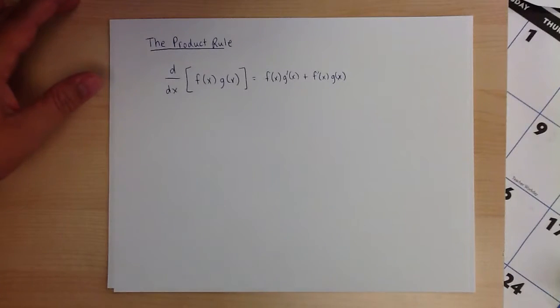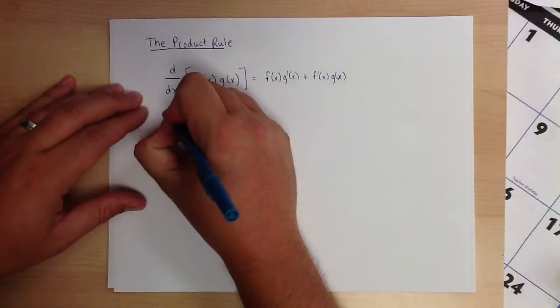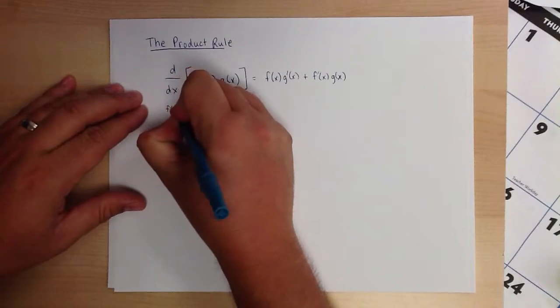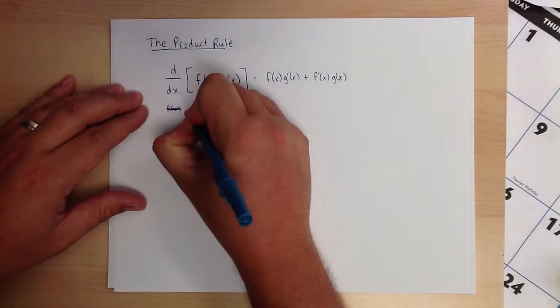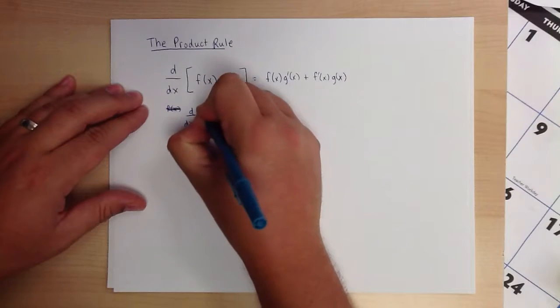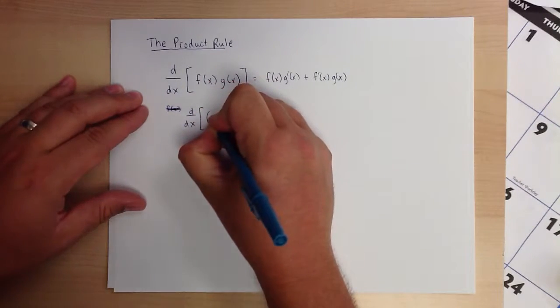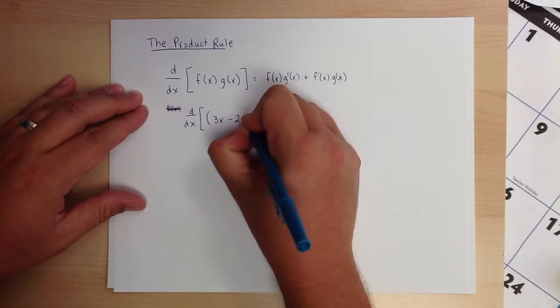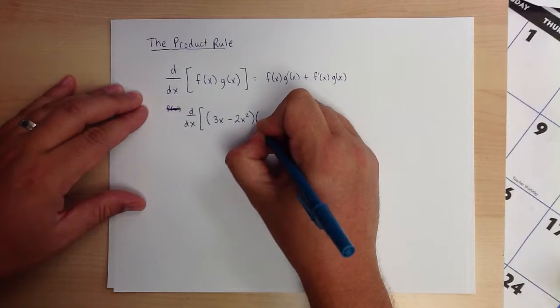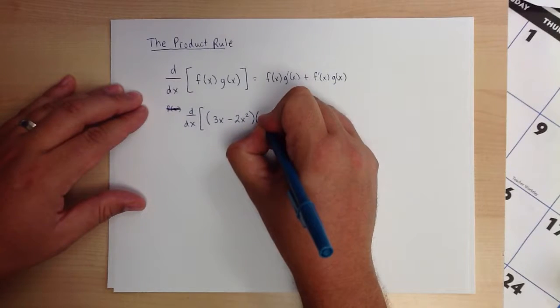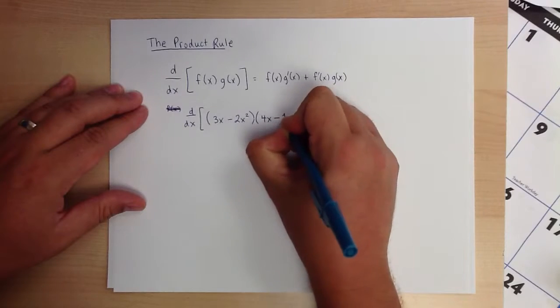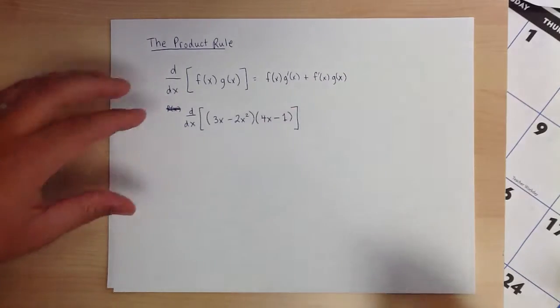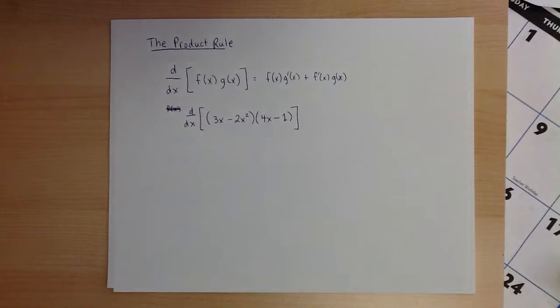So for instance, let's say I have these two quantities. So I want to find the derivative of f of x. I'm going to not call it f of x. That might get confusing. We're going to call it the derivative of this piece here. We're going to have, let's say, 3x minus 2x squared times the quantity 4x minus 1.